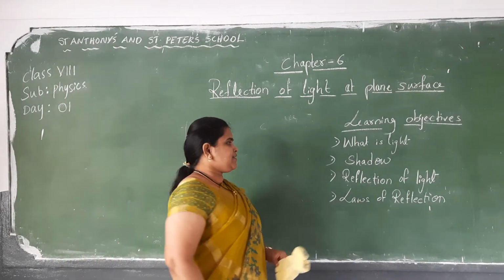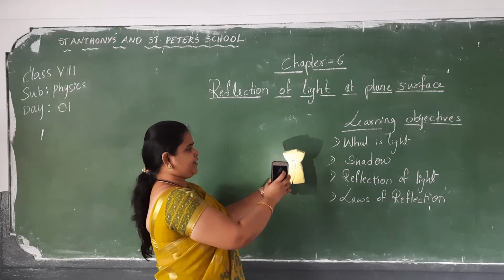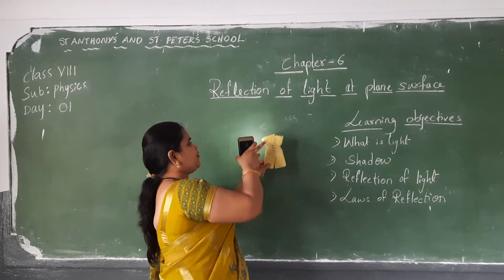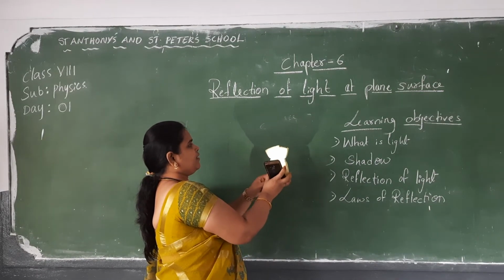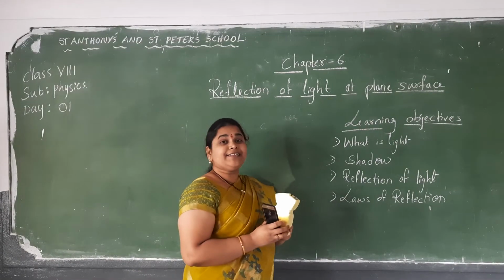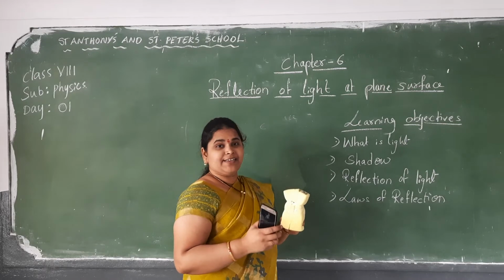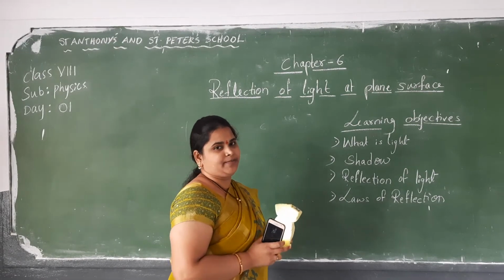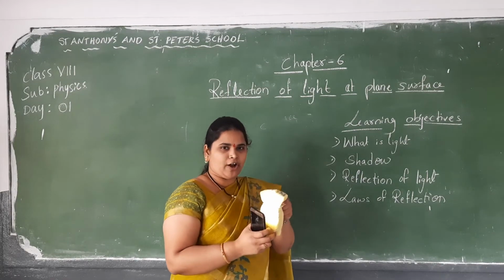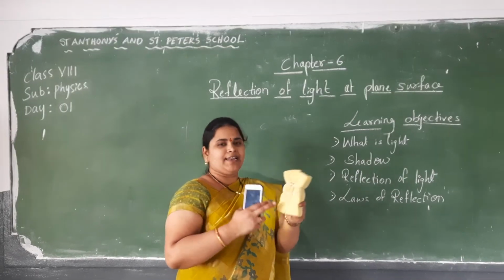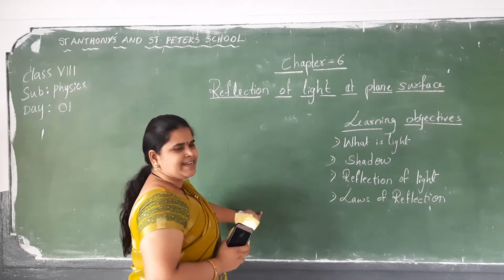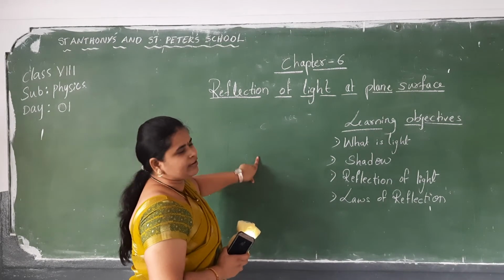Just observe these students. Do you see something? Yes, you can see the shadow of the duster here. Right? So, what are the things needed for a shadow to be formed? Light source? Yes. Next, an opaque object? Yes, this is an opaque object. Light cannot pass through it. And a screen. Screen can be anything, not only your blackboard or something.